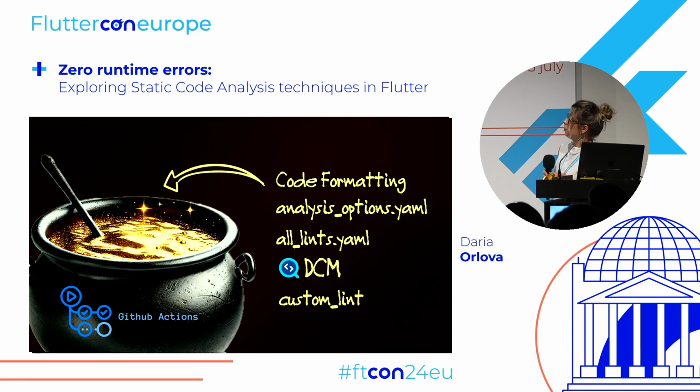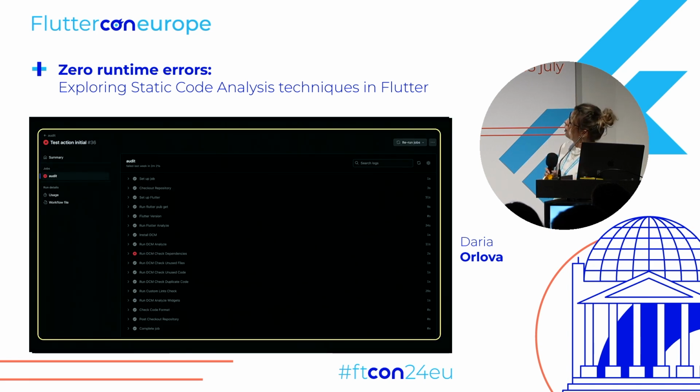So yes, our perfect static code analysis system is using GitHub Actions. And what we added is code formatting checks, analysis options, all of the lints, DCM, and custom lints. Finally, the whole audit workflow looks like that, with a lot of steps and a lot of feedback for us, helping us maintain a good code base.